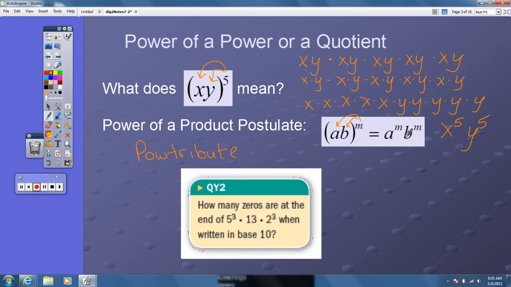Okay, now this one is a fun problem. How many zeros are at the end of this when written in base 10? And I don't want you to use your calculators to figure this out. I want you to think of it a different way.